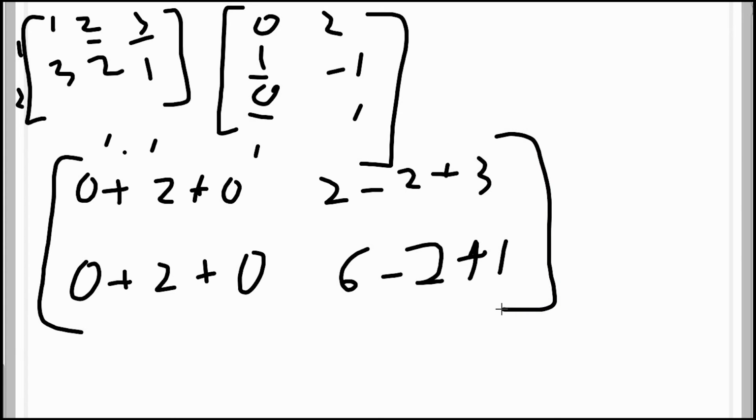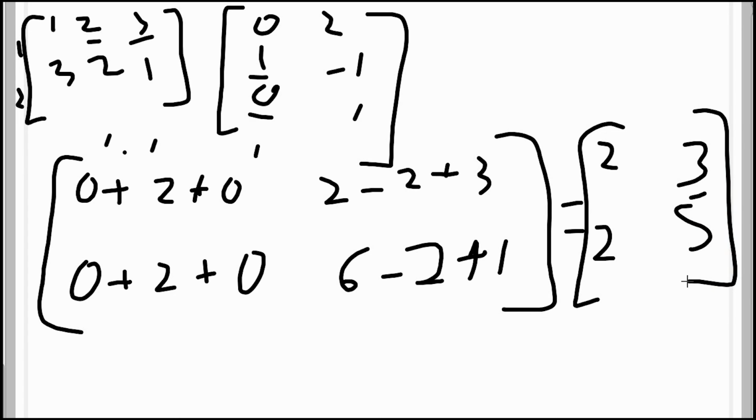So this now gives us our newly generated matrix, which is 0 plus 2 plus 0, that's 2. Then 2 minus 2 plus 3, that's 3. Then 0 plus 2 plus 0, that's 2. Then 6 minus 2 plus 1, that's 5. So that's our multiplication of these two matrices: 2, 3, 2, 5.